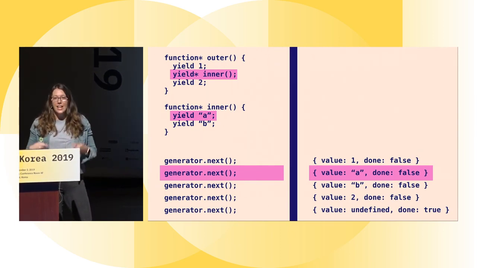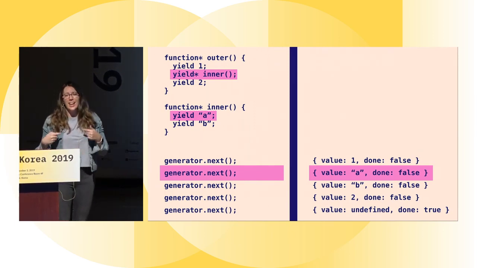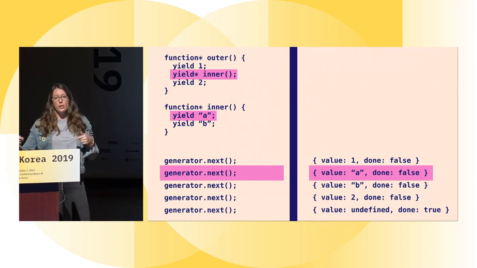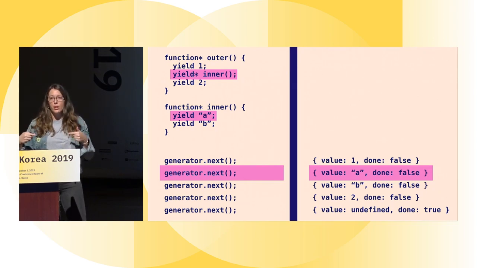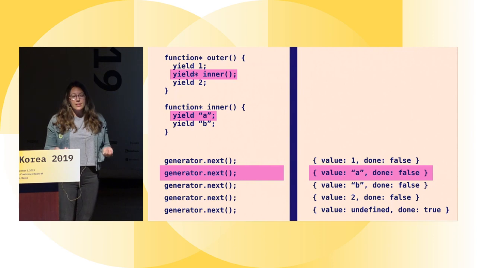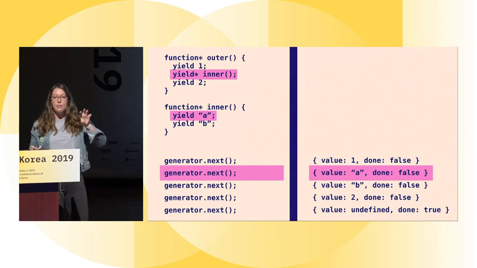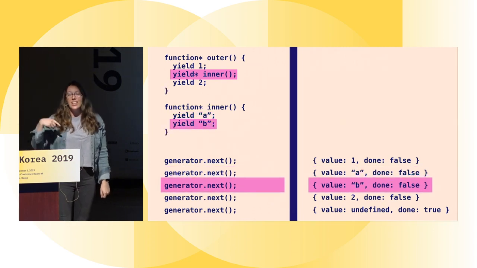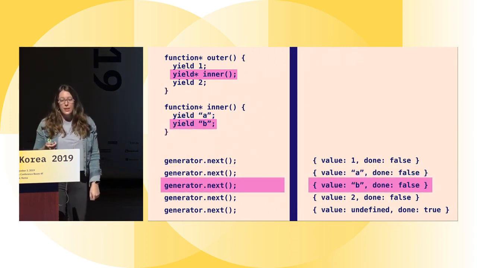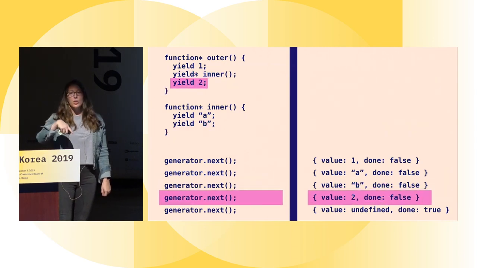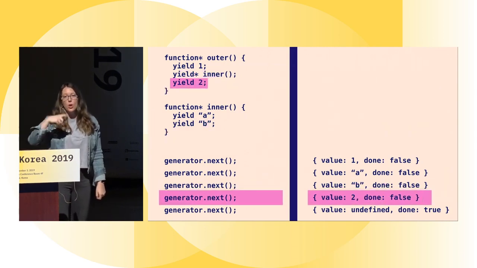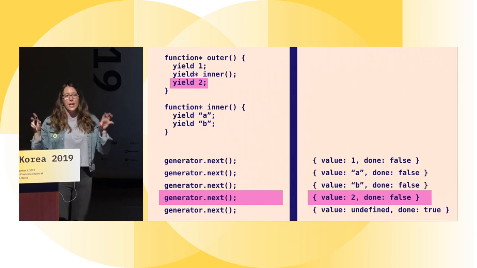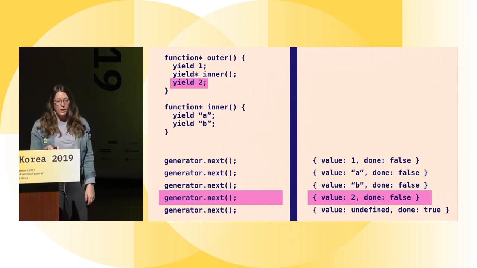So yield star is a delegate. And that means when it encounters a yield star with a generator next to it, it's actually going to start calling .next as if that generator was part of the outer generator. So now when I call .next, I'm actually getting yield A, value A, from the inner generator. And this is going to continue until the inner generator is complete, and then it's going to go back to the outer generator. So it's a seamless calling of .next, even though you're putting together two different generators.